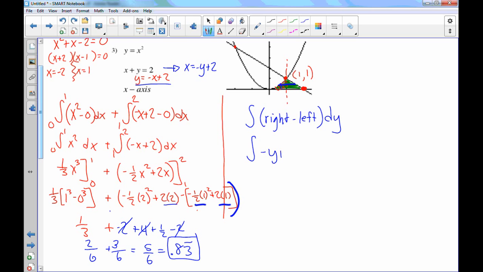If we're integrating with respect to y, we should have some y variables. So negative y plus 2 minus the left. Now the left curve is normally y equals x squared. But we want to solve for x so that we have the variable y to work with. Okay, how do we solve for x? Yeah, square root. So we get x equals square root of y.